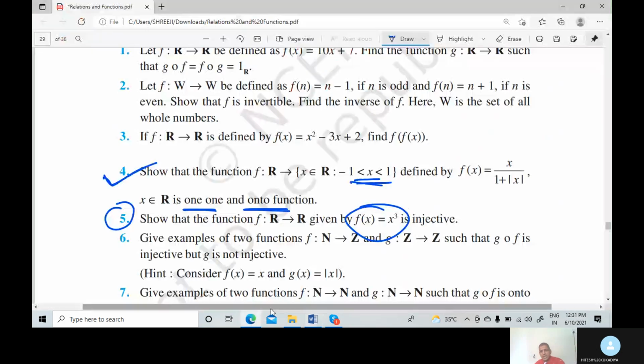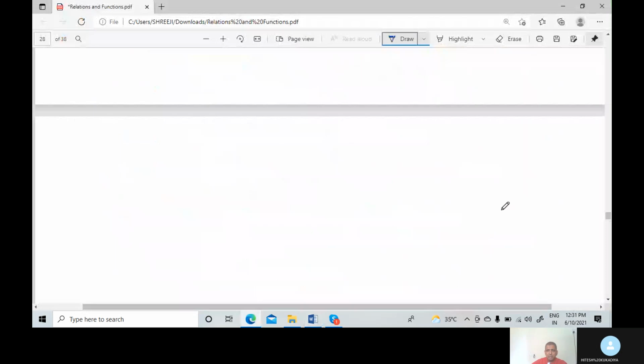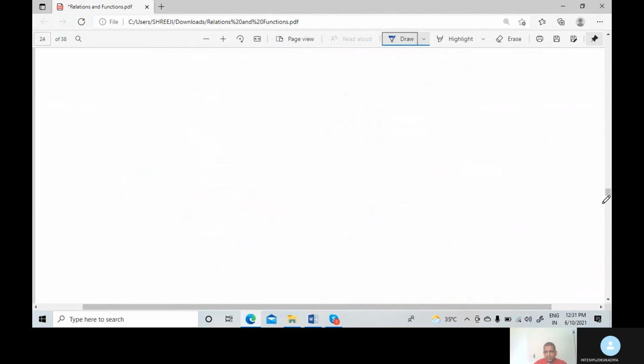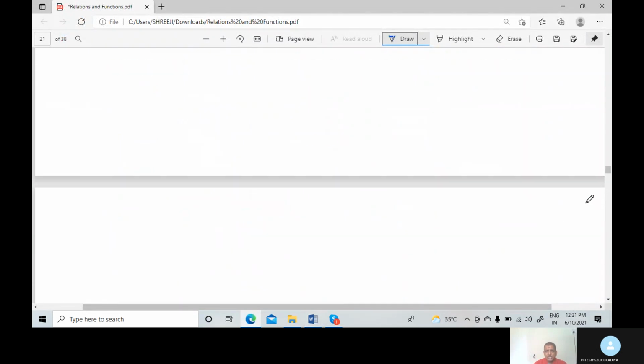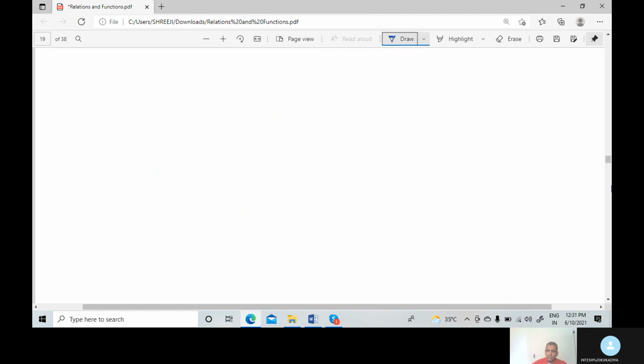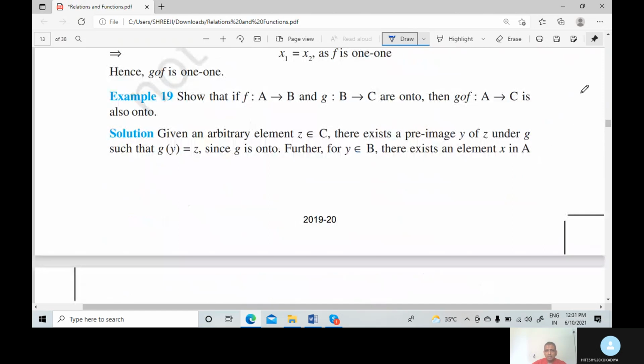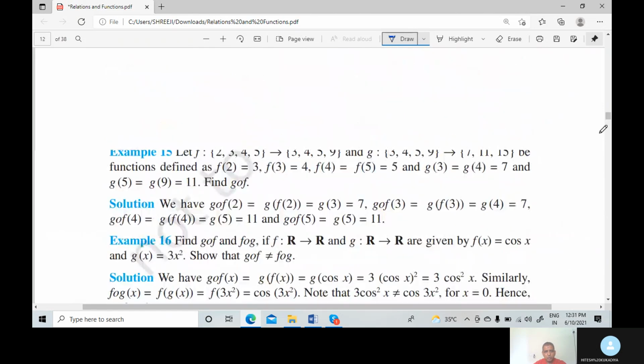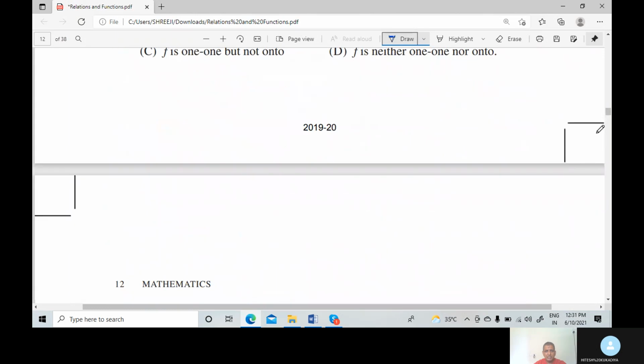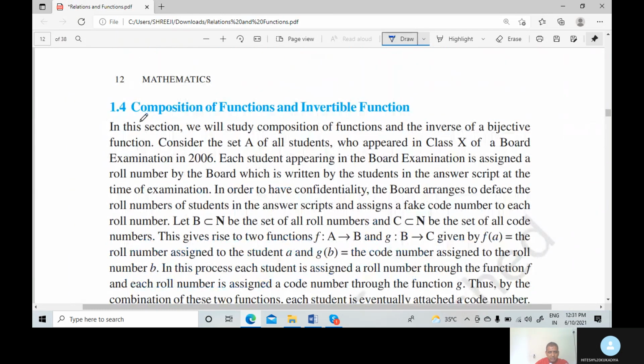Right? Now we start the second method. Which method second? I think we discuss the composition of two functions. Look here, composition of two functions. We discuss this method. Just hold your textbook and open it. Look at this topic number 1.4, composition of function and invertible function.